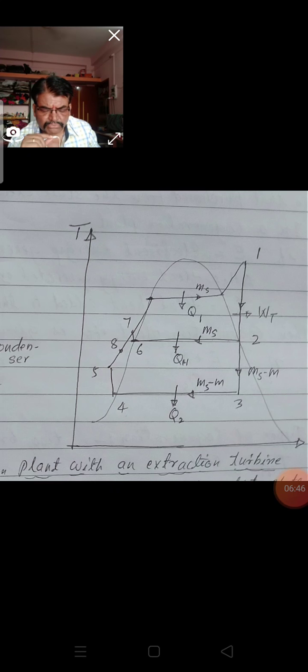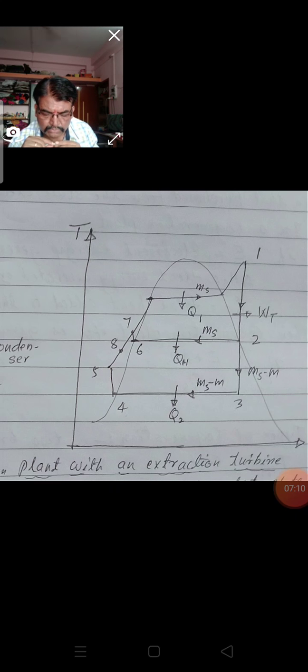Now we will understand the meaning of this TS diagram with the help of the schematic diagram of this cogeneration plant with extraction turbine. From 1 to 2, what is there in between? In between 1 to 2 there is an equipment called a pass out turbine, also called an extraction turbine. What is an extraction turbine?